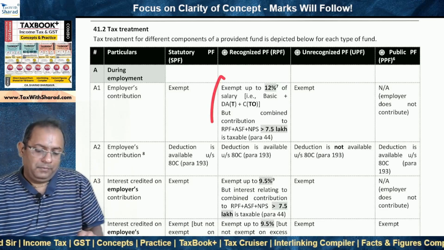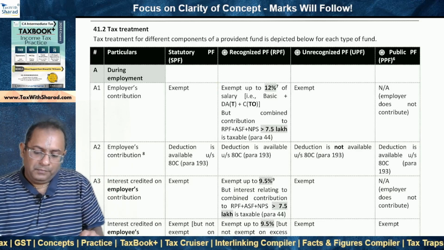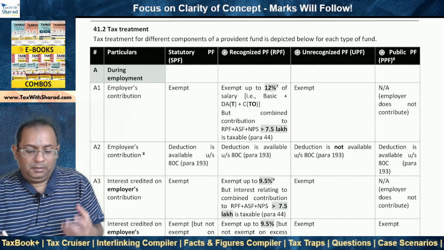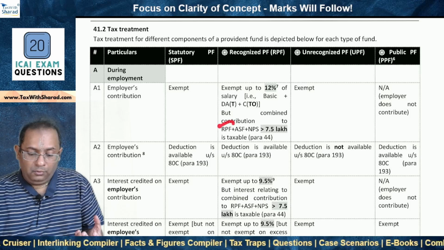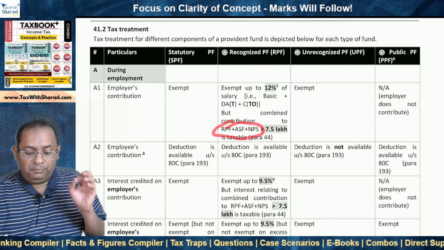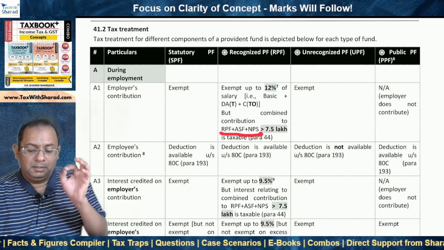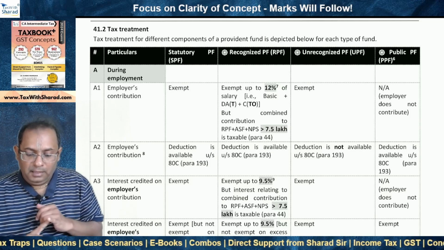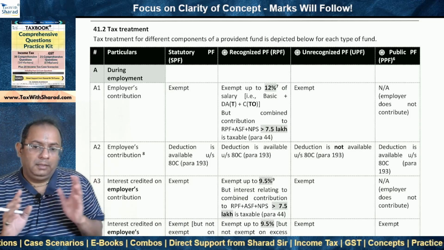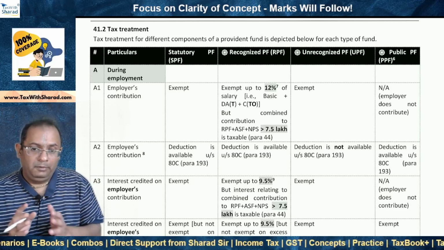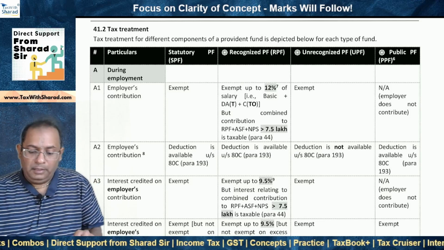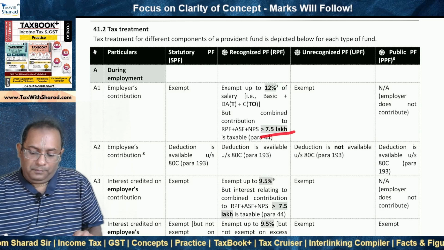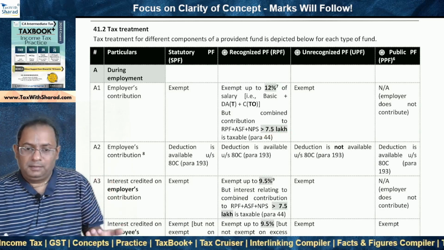So this is the first layer as far as the employer's contribution is concerned. Okay. Now there is the second layer as well. The second layer takes into consideration the combined contribution of the employer to recognized provident fund RPF, approved superannuation fund ASF, and national pension scheme NPS. So employer can contribute to the account of the employee in the RPF, ASF, and NPS. So we need to see what is the amount that the employer is contributing to one or more of these. Okay, and the limit that the government has set is 7.5 lakh. Beyond this, the excess contribution becomes taxable.